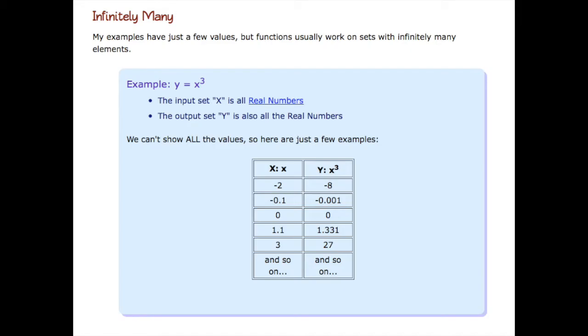Functions also work on sets with infinitely many elements. We have here the example y is equal to x cubed. The input set x is all real numbers. The output set y is also all the real numbers. We cannot show all the values, so here are just a few examples. You can see in this table that the values of x and the values of y are all real numbers.